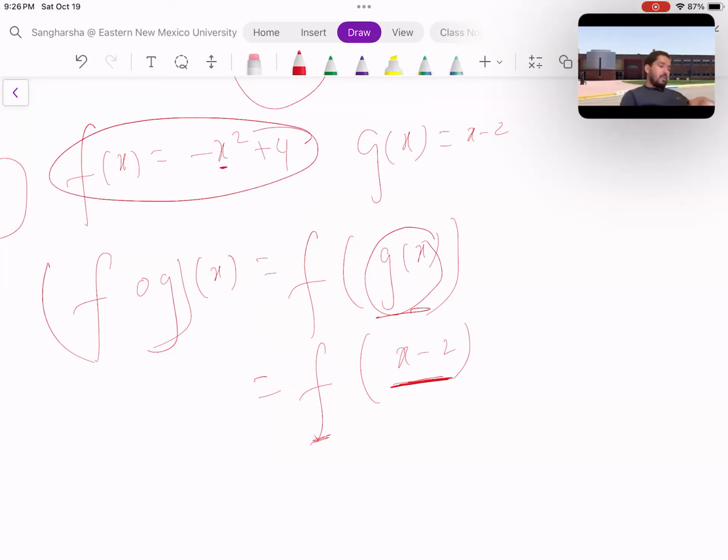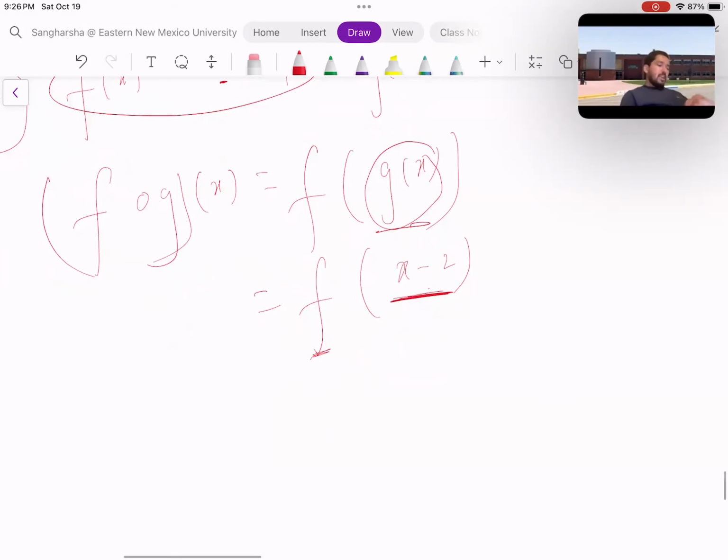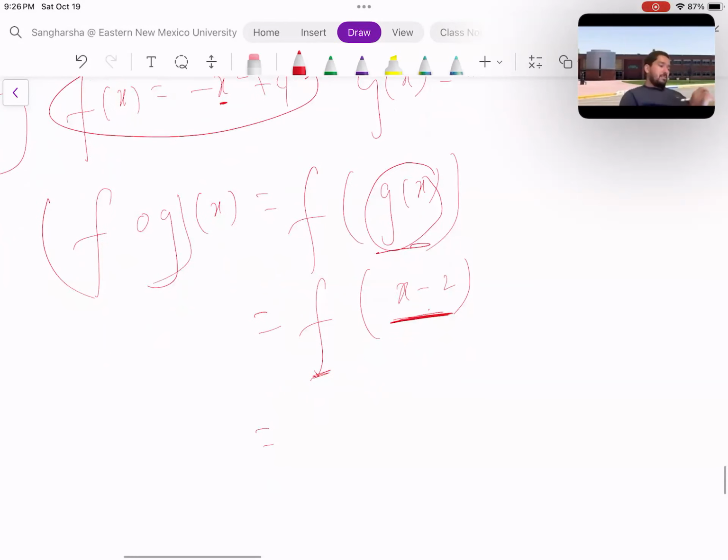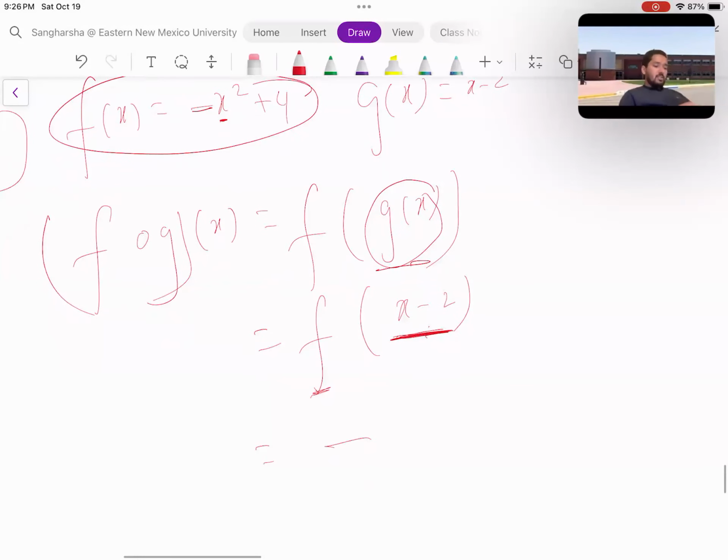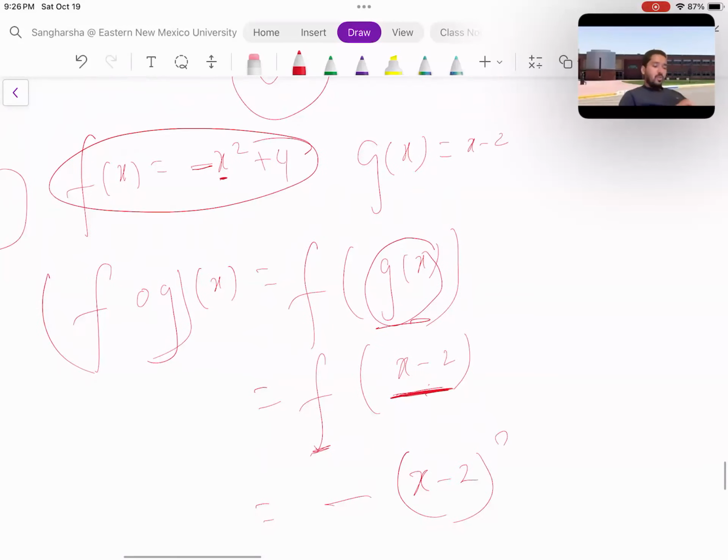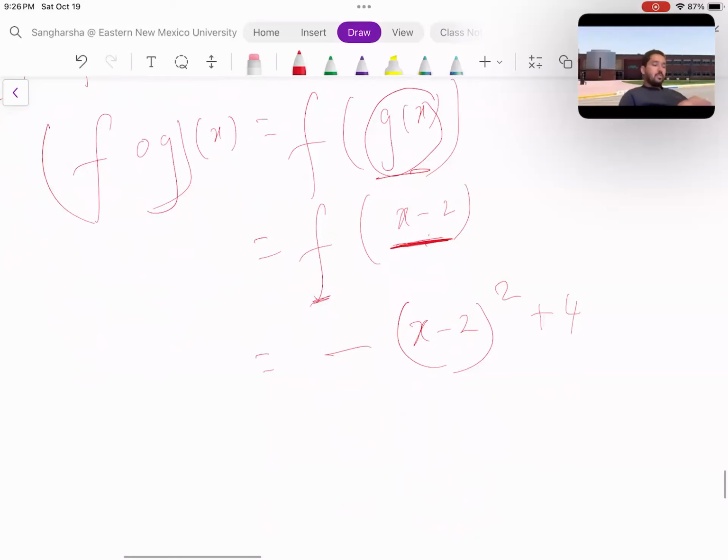So for every x, you're going to substitute x minus 2. So we have negative as it is. Then x squared, for x, you're going to substitute x minus 2. Make sure parenthesis square plus 4. Simplify, you get the final answer.